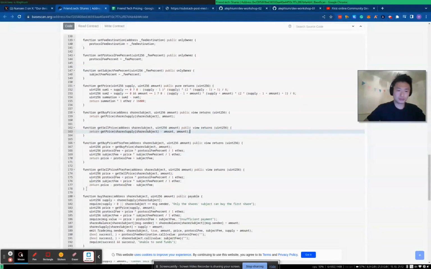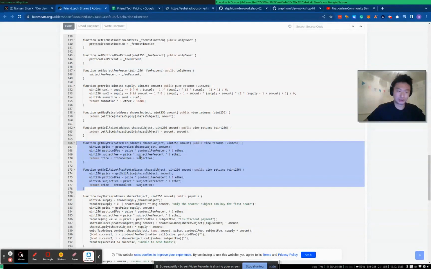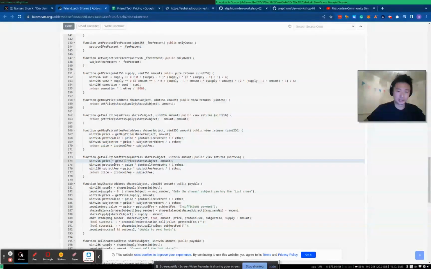And these 2 functions basically calculate the buy and sell price, also taking the protocol fee and the subject fee into consideration. So in the case of the buy price, you not only have to pay the buy price, but also you have to add the protocol fee and subject fee. So in the end, you pay this much. Whereas when you sell the shares, you don't get the full sale price. You have to remove the protocol fee and subject fee. So this is the amount that you get as a seller. Yeah.